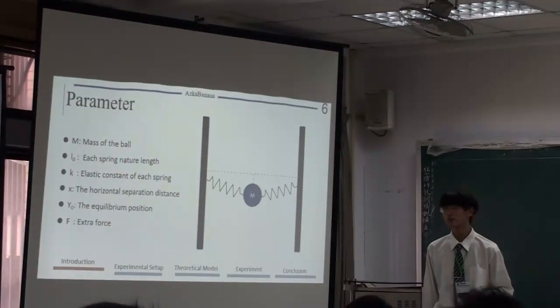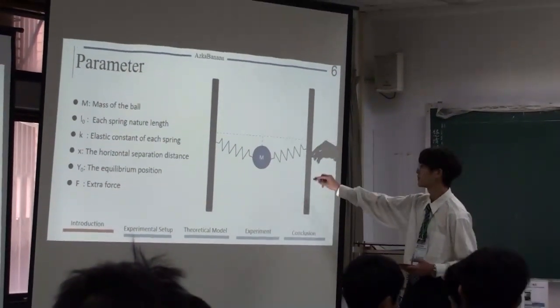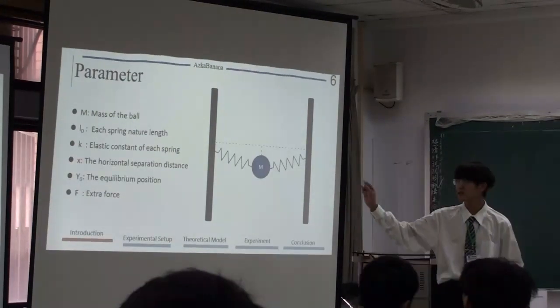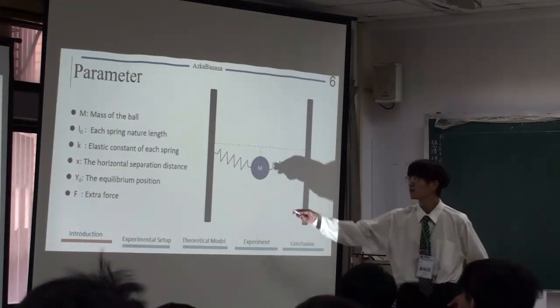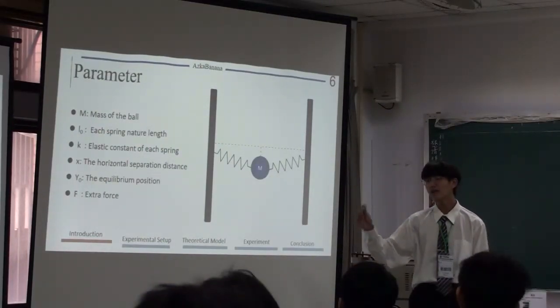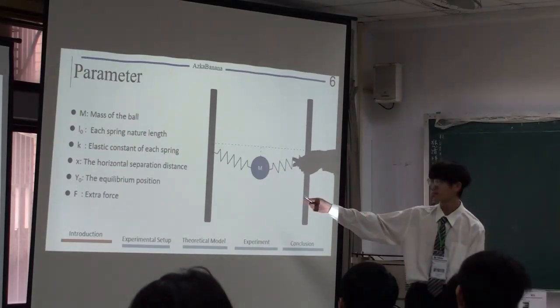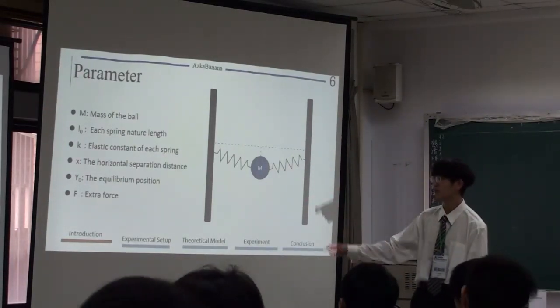Now I have a rough introduction of the parameters. First of all, m, which stands for the mass of the ball. L0 is each spring's natural length. Natural length, I define it as the length of the spring without any applied force. And k, which stands for the spring constant of each spring.